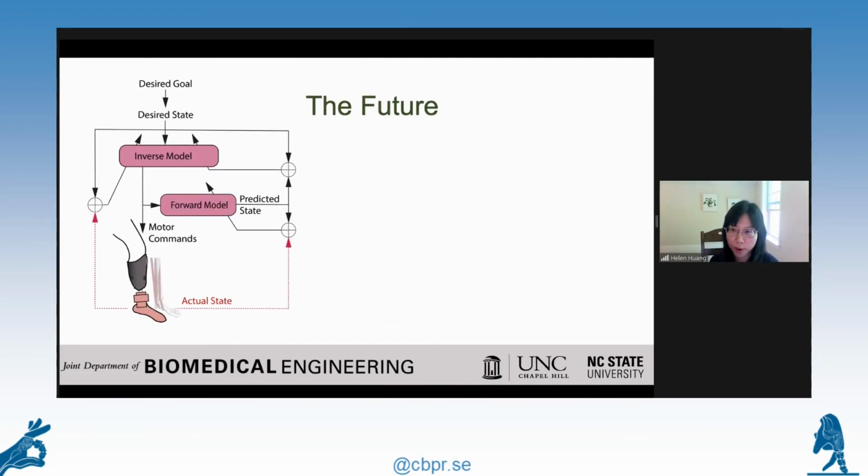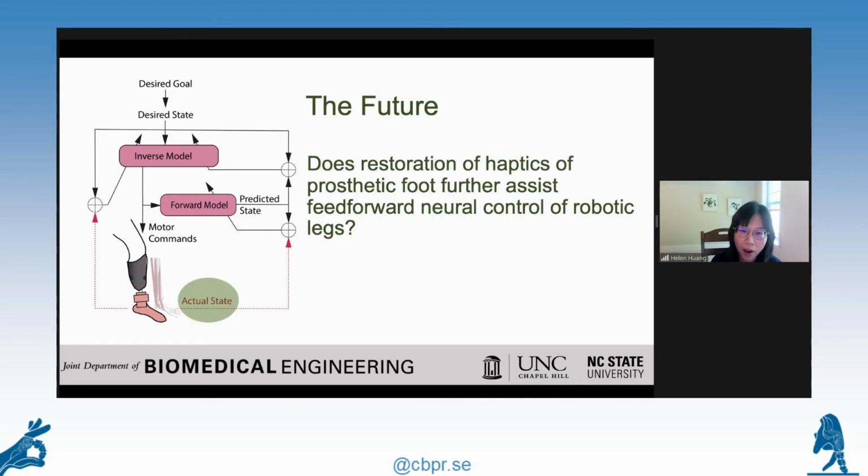Okay, so the future is one thing that is really interesting. Like the upper limb folks, we are working on sensation as well. We are asking, when a person wears a prosthesis, they lose the actual state of what's going on with the device. If you can restore this actual state, giving a person some idea of what a prosthetic foot is doing, would that further enhance their motor function?